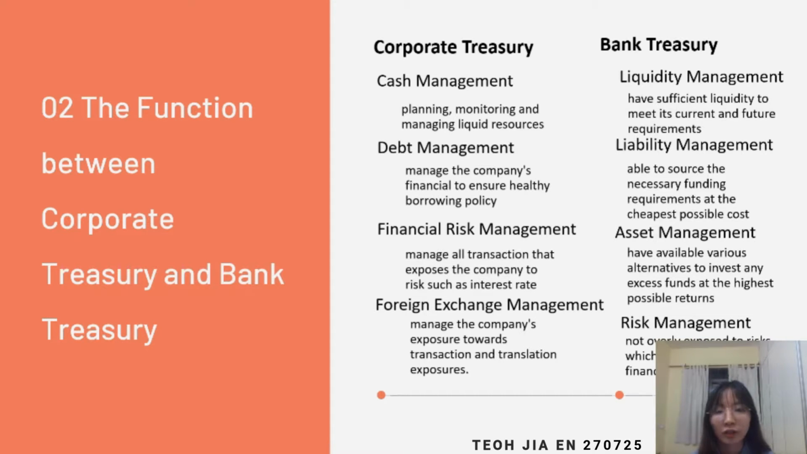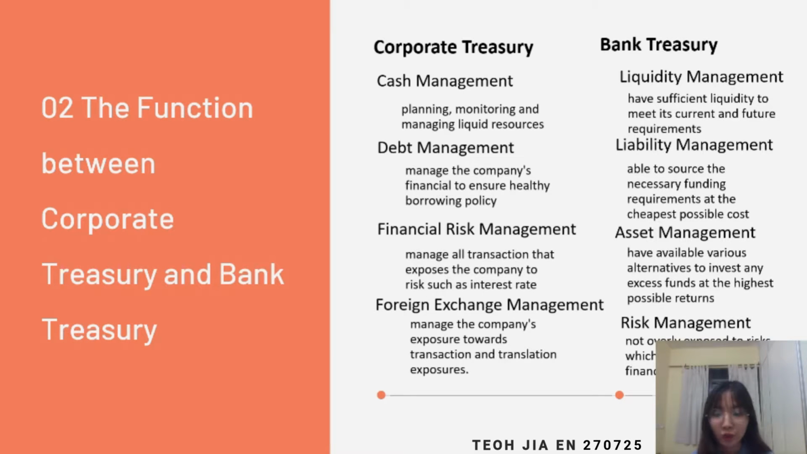For the function of cash management that will be managed by the corporate treasury, it is to plan, monitor, and manage liquid resources in order to reduce the risk of loss and increase net profit by managing the bank account, bank relationship, and also cash flow timeline. Next is debt management, to manage the company's finances in order to ensure a healthy borrowing policy.